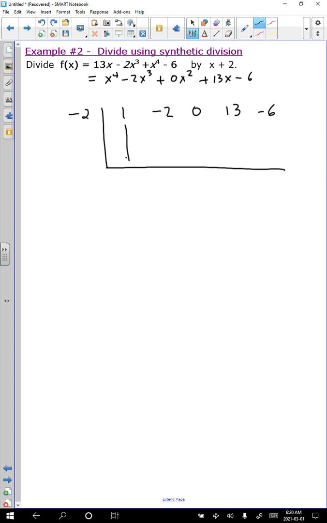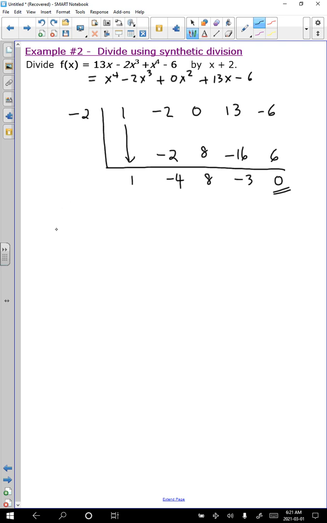You bring down this one. -2 times 1 is -2. Now you add these two, you get -4. Then multiply the -4 times -2, you get 8. You add 0 plus 8, you get 8. Then you multiply 8 times -2, which is -16. And then you add 13 minus 16, which is -3. Then you multiply -2 times -3, which is +6. You add -6 and +6, and you get 0, which is great. That means this divides completely and gives you a 0 remainder.